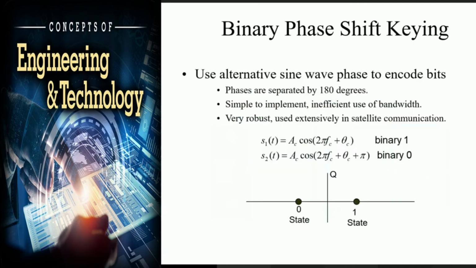Okay, so when you look at phase shift keying, you have binary phase shift keying. This is one that uses alternating sign phase to encode all the bits. It can be used with phases separated by 180 degrees. It's also one of the very simplest methods to implement. There is inefficient use of bandwidth and so on, but it is one of the very robust techniques.